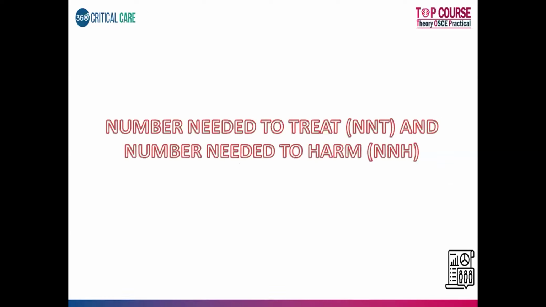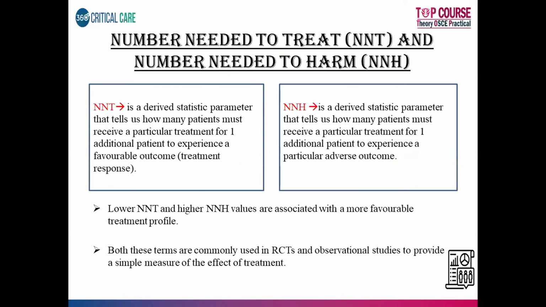Okay. Now we will go to the second topic, the number needed to treat and number needed to harm. This was recently asked in your exam. So what is number needed to treat? This is one of the derived statistic parameters which tells us how many patients must receive a particular treatment for one additional patient to experience a favorable outcome. Okay, this is about number needed to treat.